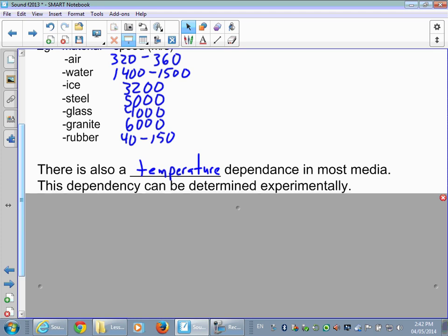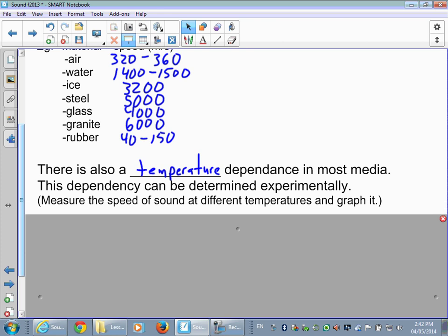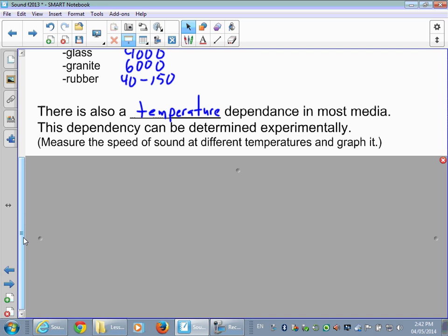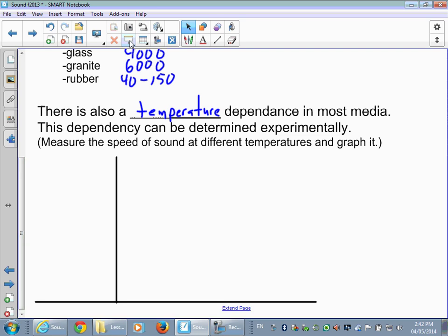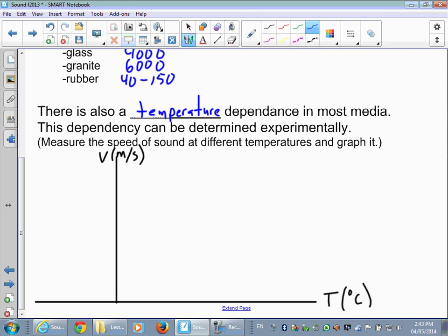We can look at this experimentally in a particular media. The easiest one to look at is air. And so if we were to just determine the speed of sound in air for a whole bunch of different temperatures, we can then graph that. On this graph here, we have temperature as our independent variable because we're going to change the temperature. We have the speed in meters per second. We'll say this temperature is in degrees Celsius. And now we can go and try to graph this. And what you actually get is something that looks a little bit like that.